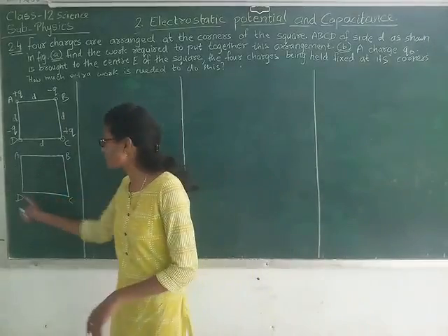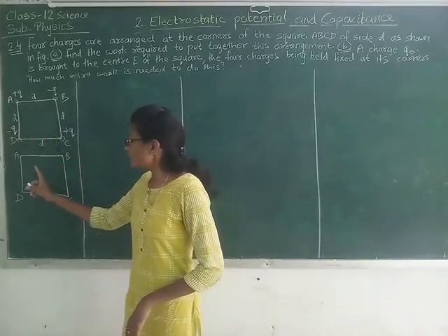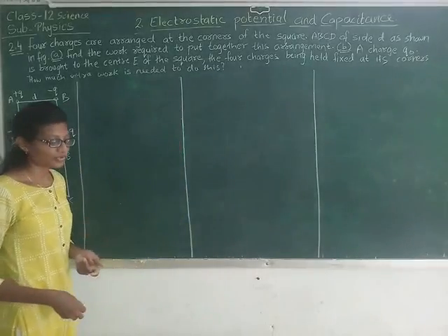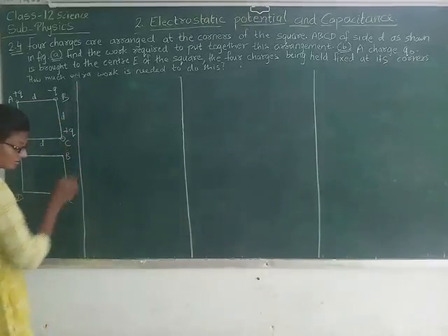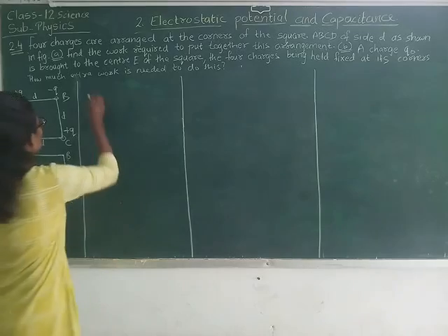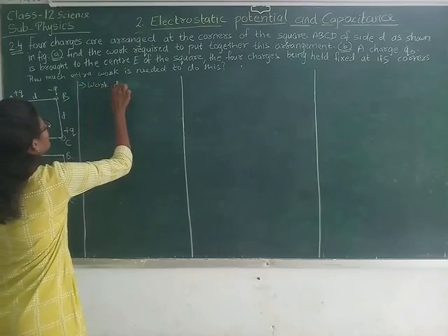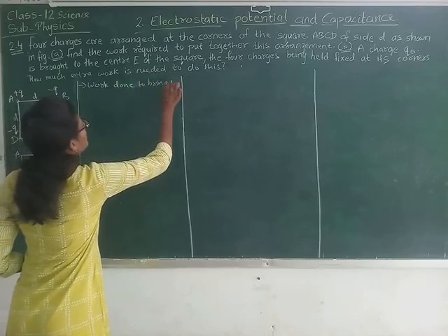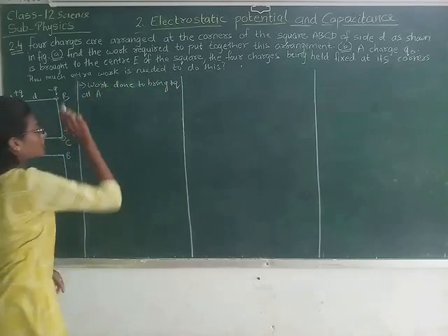So initially here you can see we need such type of arrangement as shown in figure A. As shown in this figure B, initially we are not having the charges. And what we need to find? We need to find the work done. First of all, we will be bringing charge plus Q at point A. Work done to bring plus Q at A, right?